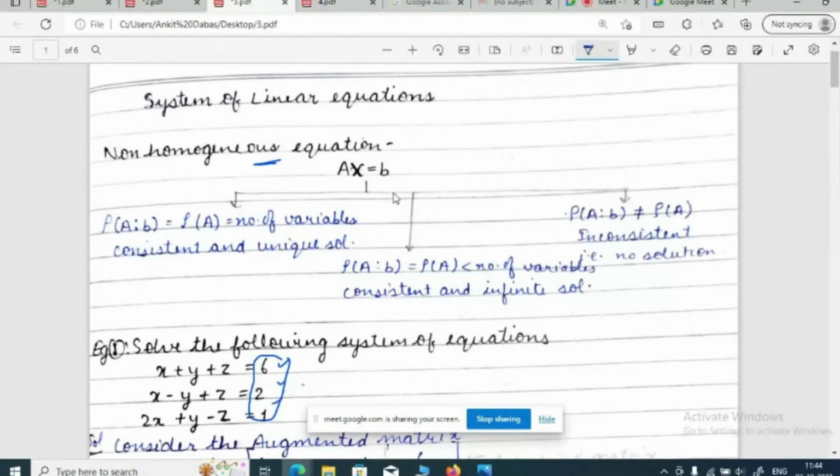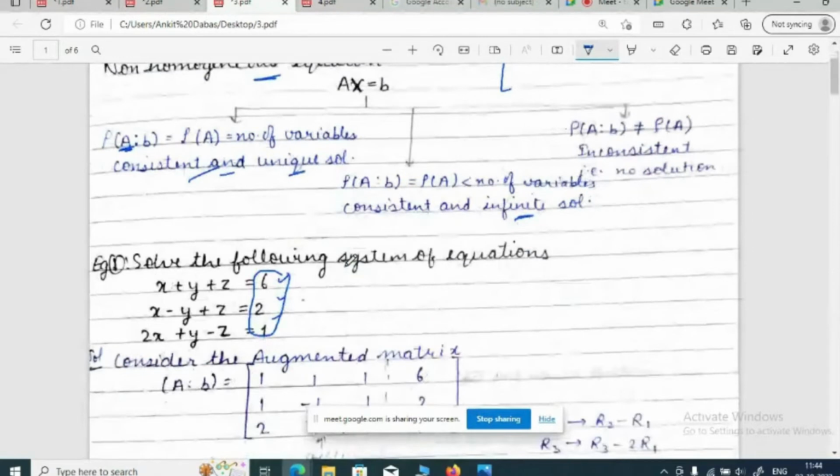For computing this, most of the questions are of the type: for what values of some unknown term, k, alpha, or any other term, will the system become consistent or inconsistent? If it is consistent, in what case will it have a unique solution? In what case will it have infinite solutions? The term written here is the notation called the augmented matrix. Let us see this in this question.